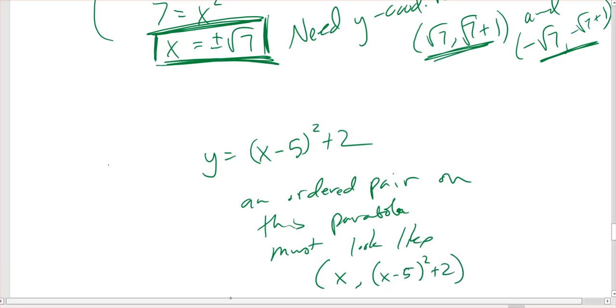Okay, we'll see this again in the future, maybe with just a polynomial in general. Any ordered pair that's on a graph is going to have to look like x comma, and then whatever the y value is when you put that x in there.